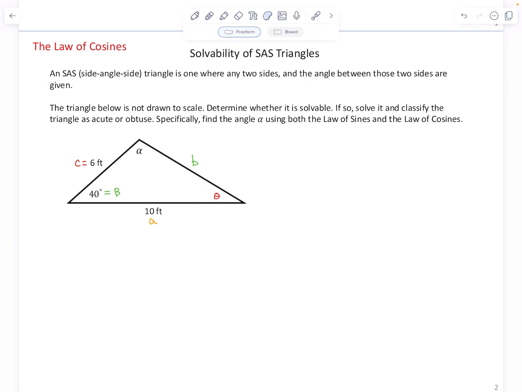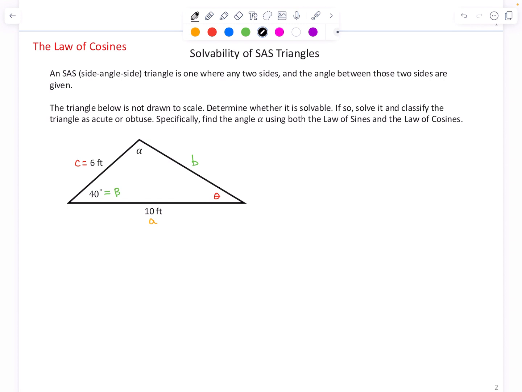Now, the law of sines will not be useful here, because notice I don't know any side opposite angle pairings in their entirety. Beta and B have one unknown, which is B. Alpha and A have one unknown, alpha. And C and theta pairing have one unknown, which is theta in this case. So the law of sines is not a useful tool for solving this particular triangle. This is where we will need to use the law of cosines.